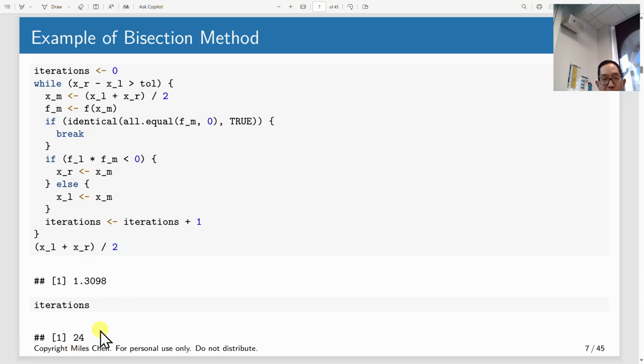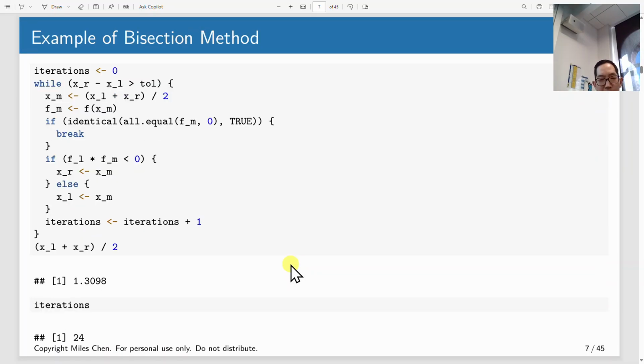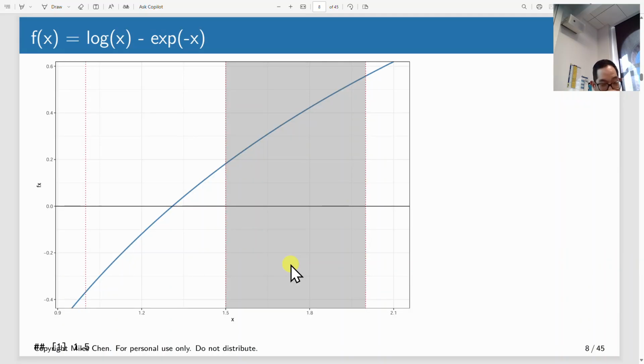So it takes around 24 iterations to get within 10 to the minus 8. So it is one of the slower algorithms because it converges by just cutting our interval size in half, but it works, and it is guaranteed to find it.